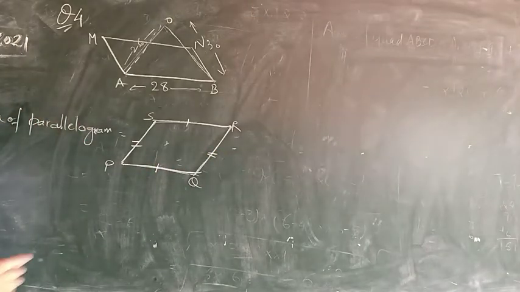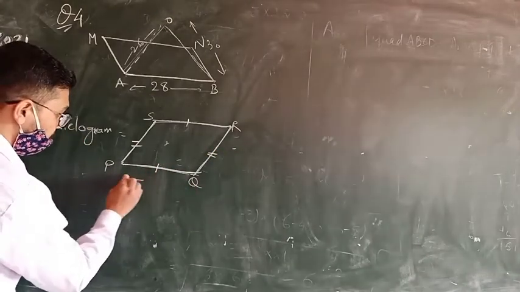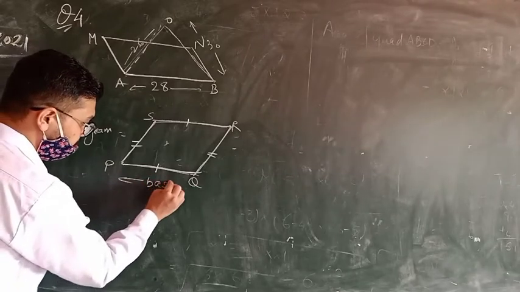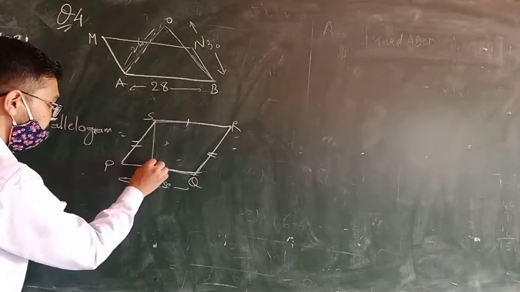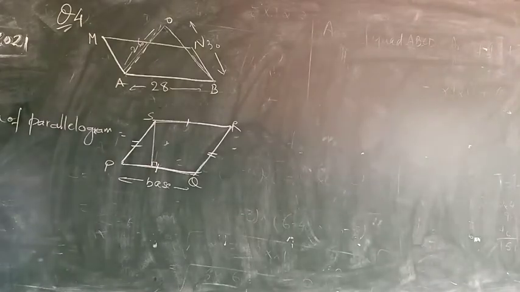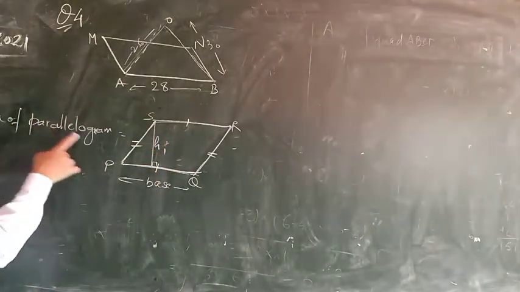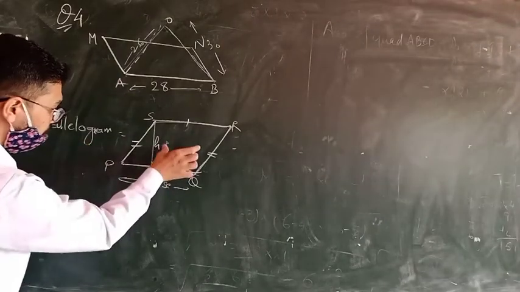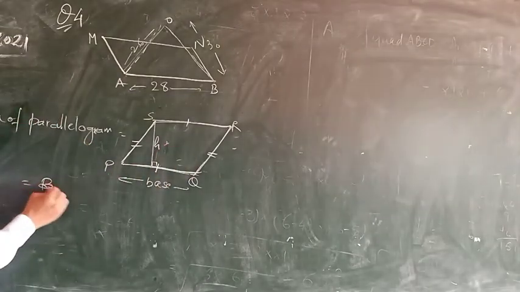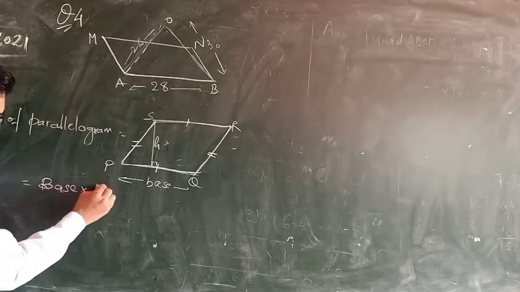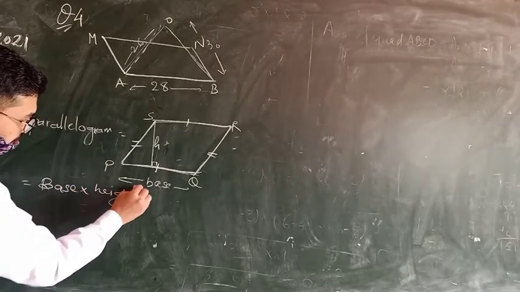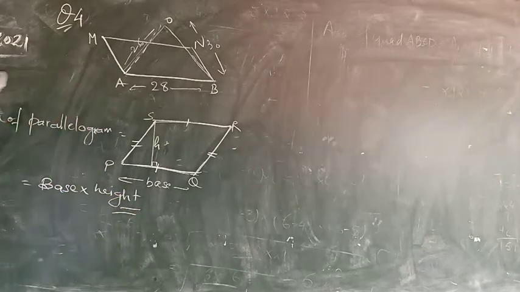Now, let's say I am talking about this side. Let's say this is the base and this is the height H1. So the area of a parallelogram is base into height. This is the formula of the parallelogram that we are going to use in this question.